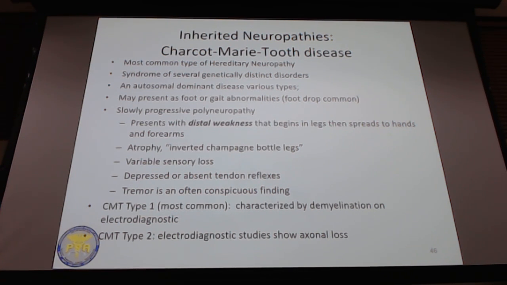This is going to be your most common type of hereditary neuropathy. So you can underline that. It's the most common type. Like I said previously, this is going to be several genetically distinct disorders, but they're going to have a neuropathy with it as well, which is why we're talking about it in neuro.